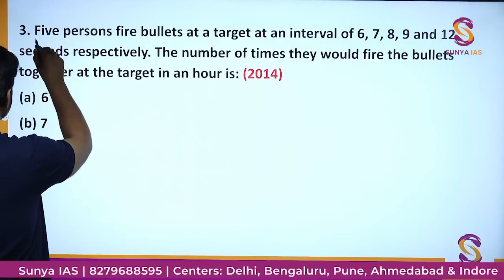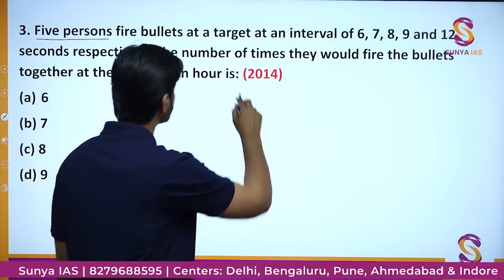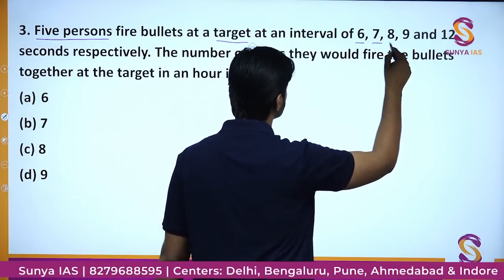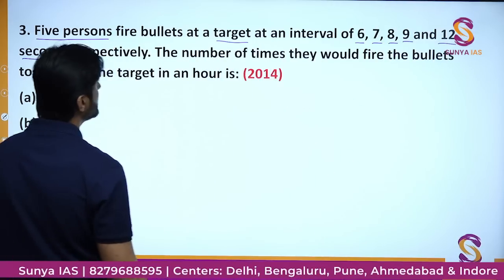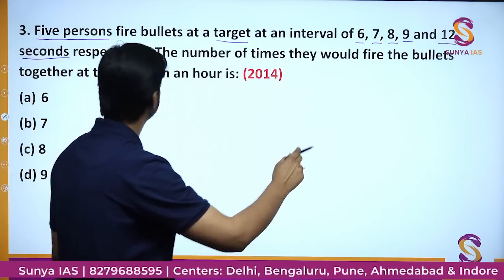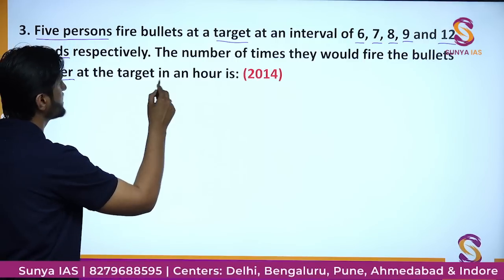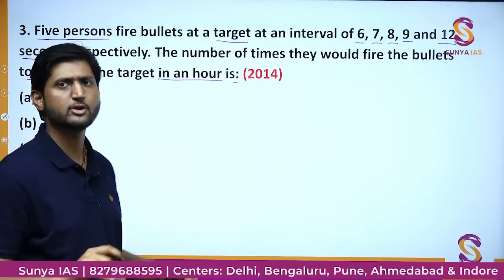5 persons are firing bullets at the target at the interval of 6, 7, 8, 9 and 12 seconds respectively. The number of times they would fire the bullets together in an hour is, okay, so let me tell you the basic idea of the question.